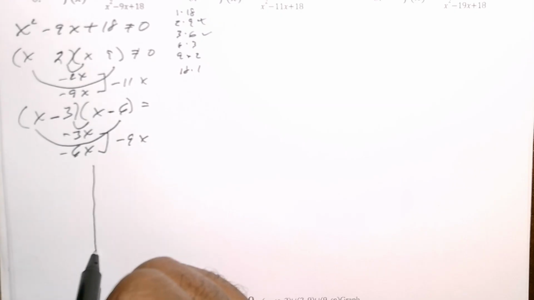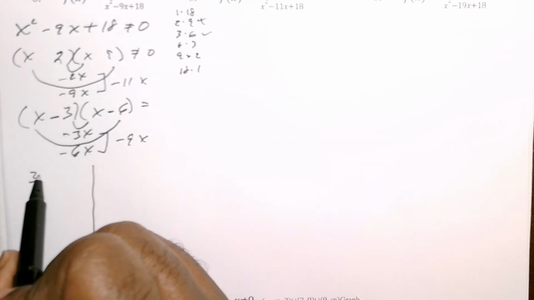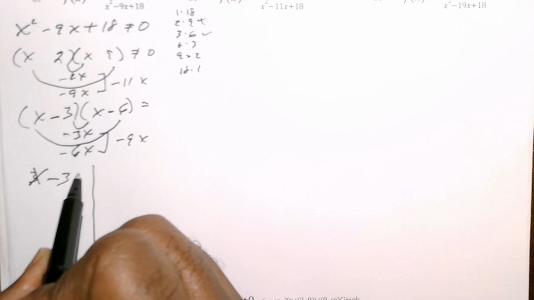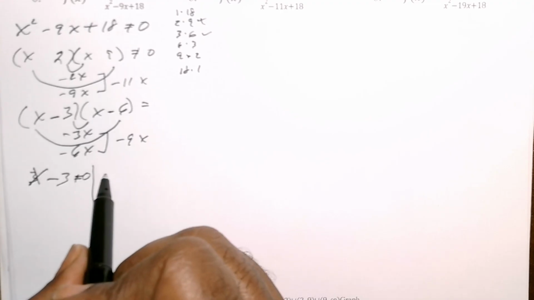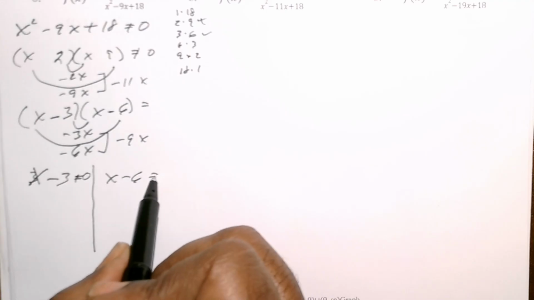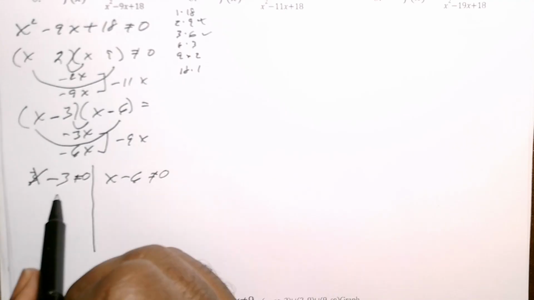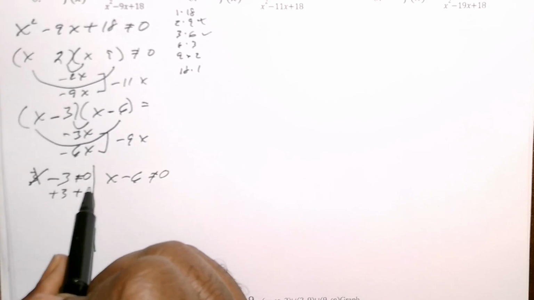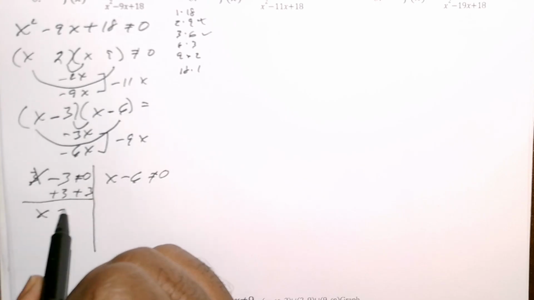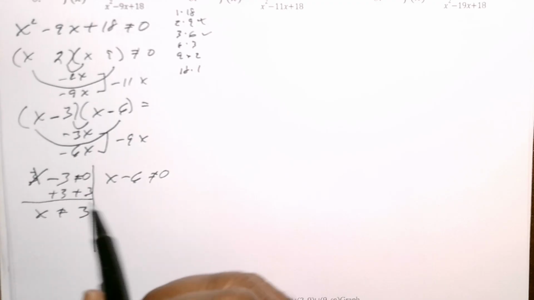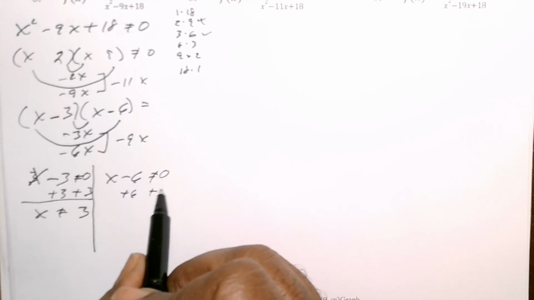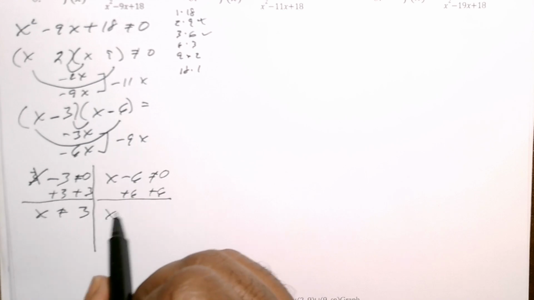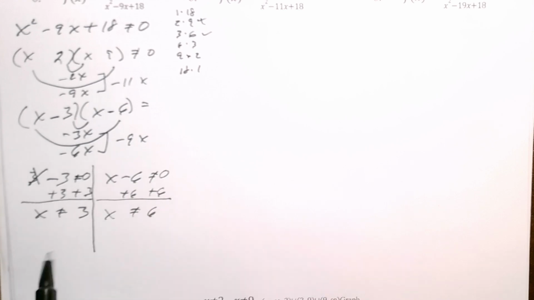So we can split this up into two pieces. x minus 3 not equal to 0, and x minus 6 not equal to 0. And when I solve for x here, I add 3 to both sides, and I get x cannot be 3. If I add 6 to both sides here, I'll get x cannot be 6. So those are the two numbers we can't have in the number line. Let's remove those two numbers from the number line.